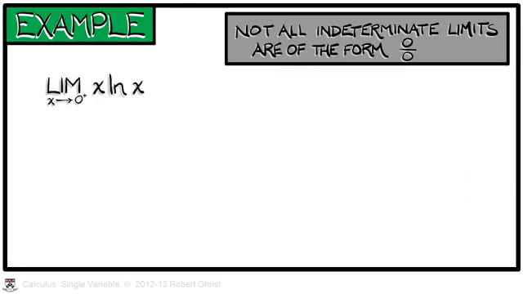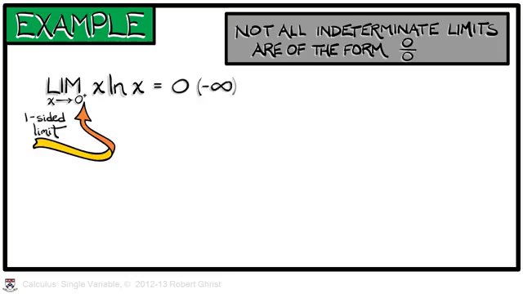Likewise, if we consider x times log of x and send x to 0, we're going to have to be a little careful. This is a one-sided limit, sending x to 0 from the right. Then what would this be? Well, x is going to 0. Log of x is going to minus infinity. 0 times minus infinity, that's not going to work.